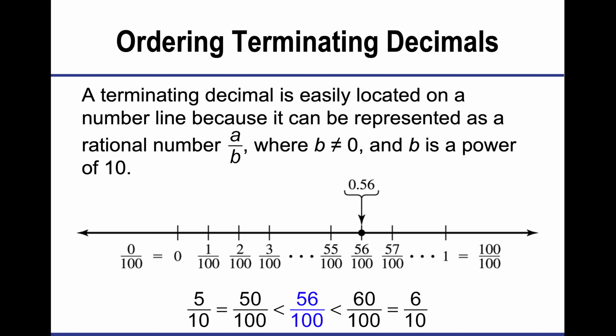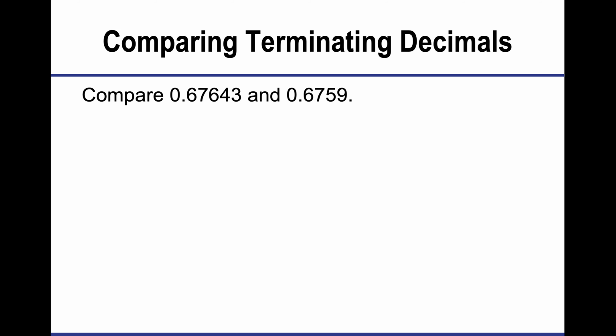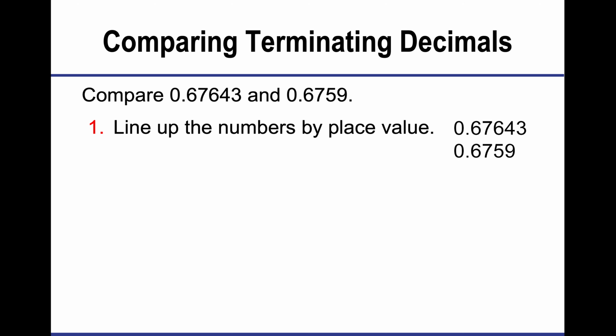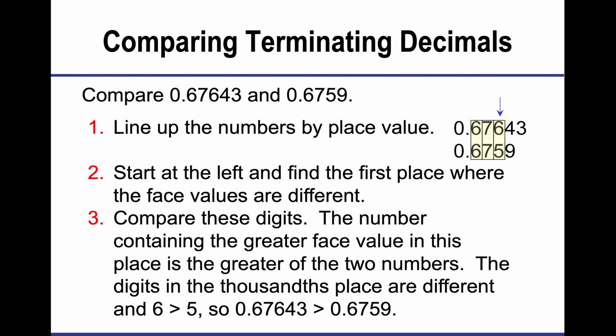If I want to order my terminating decimals, it's going to be located on the number line, and you're going to be placing it between values. If you're ordering terminating decimals with the same denominator, you use the numerator in order to order the decimal. So if I'm comparing 0.67643 to 0.6759, I'm going to line them up. It helps to write them vertical. So I line them up and I start at the left to see what's in common. Well, I have a 6 in common, a 7 in common, but then the 6 is greater. So because the 6 is greater right here in this step, we know that 0.67643 is greater than 0.6759.